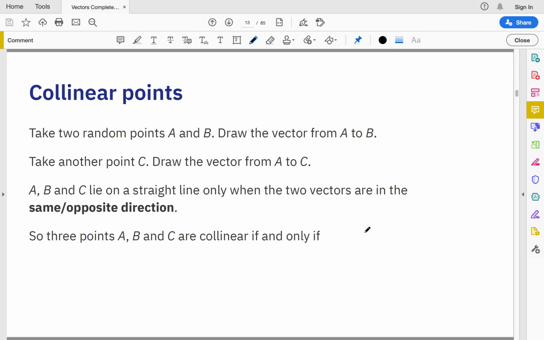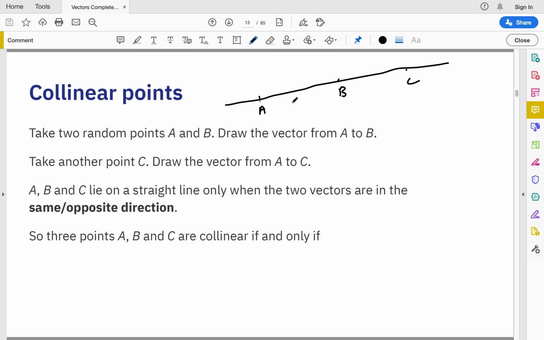Okay, so collinear points. So what are collinear points? Collinear points is basically, given 3 points, say A, B, and C, you are able to draw a straight line that passes through all 3 of these points. So basically, the 3 points all lie on a straight line. So what is the criterion for points to lie on a straight line?